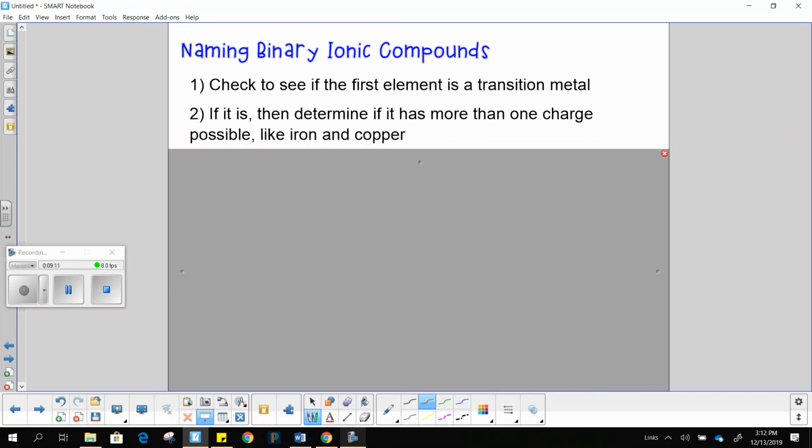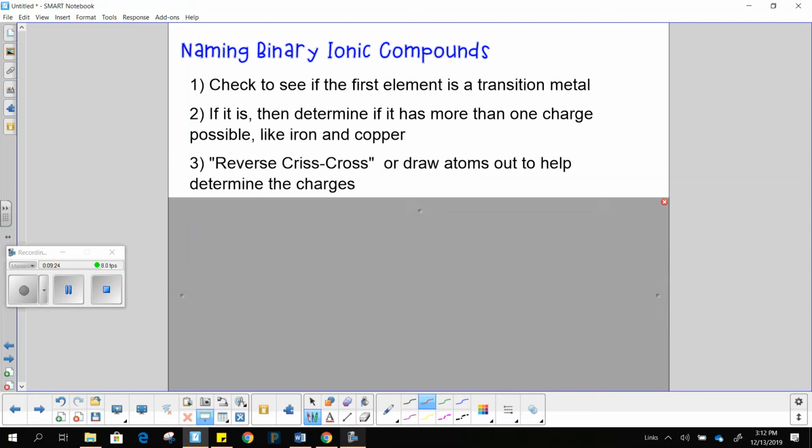Okay, if it is a transition metal, determine if it has more than 1 charge possible. Our most common ones we see are going to be iron and copper, but there are others. You have chromium and manganese and gold. There are plenty that have multiple. You can reverse crisscross if you need to determine the charge of those compounds, or I'm sorry, of those transition metals.